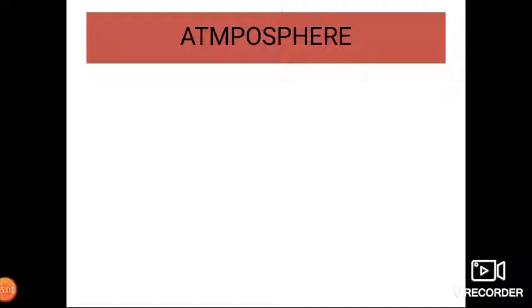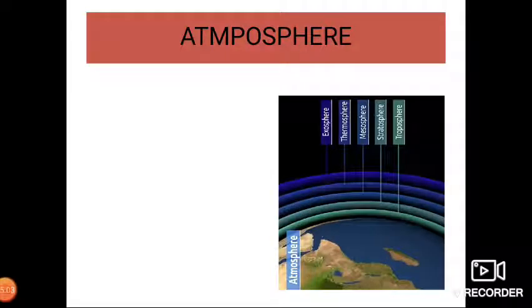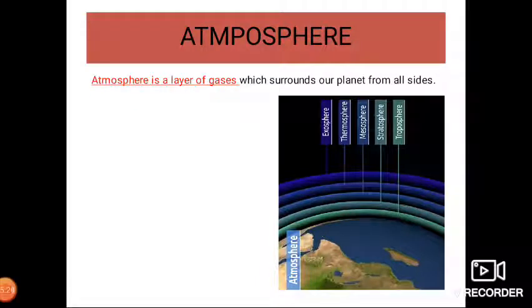Now let's see about the atmosphere. The atmosphere is divided into five parts: troposphere, stratosphere, mesosphere, thermosphere and exosphere. We will learn about this later, but let's learn here what the atmosphere is. The atmosphere is a layer of gases which surrounds our planet from all sides.